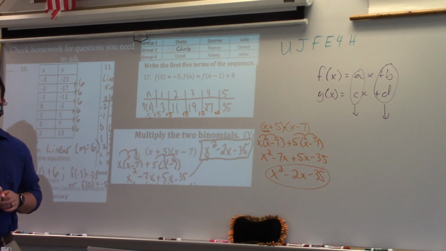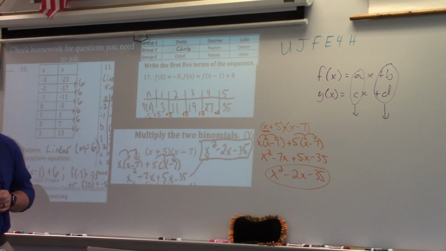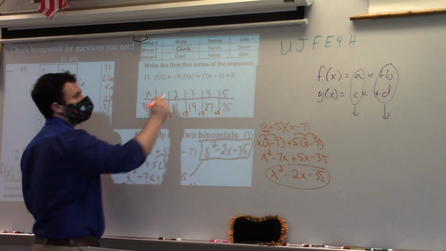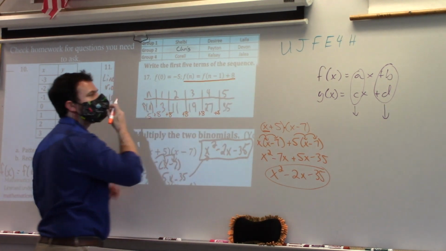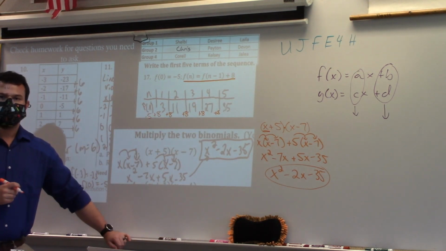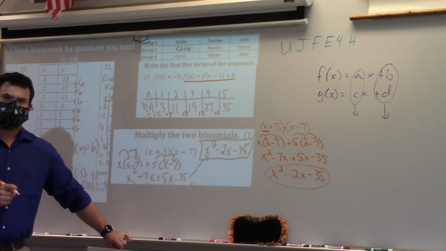Because if you look at the recursive, remember that the right side of it is going to have the rate of change, and it's plus 8. F of n is equal to f of n minus 1, and then it's going to be whatever it's doing. Because remember, it's current and previous, so it's going to be plus 8 for the rate of change. And then it says f of 0, so on the 0th term, it's going to be negative 5.